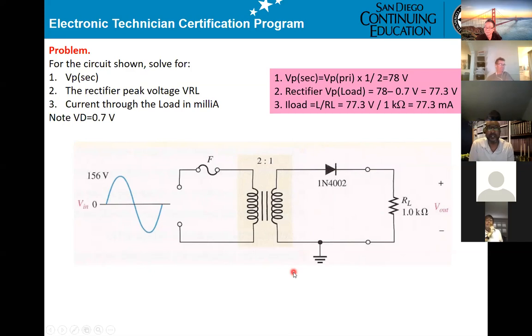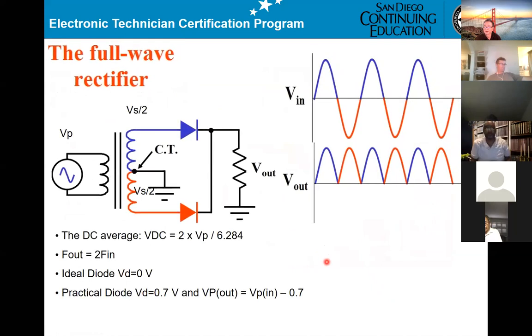Divide the load, the current of the load. That means you take the output divided by 1K. Rectified voltage output 77.3 divided by 1K. Okay, that's what the full wave rectifier I already explained to you.